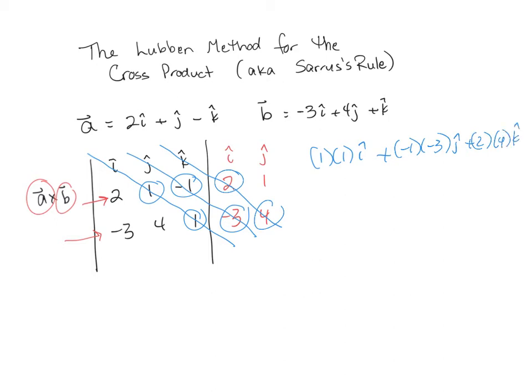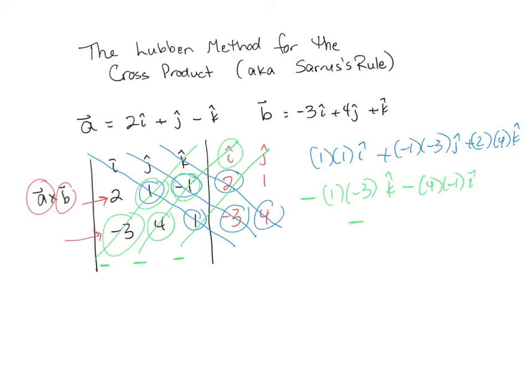Then let's go bottom to top, left to right. Okay, so these are going to be minuses. So I'm going to have a minus 1 times negative 3 in the k direction. Negative 3, 1. I have a 4 times negative 1, so that's a minus 4 times negative 1 in the i direction. And then a minus 2 times 1 in the j direction. So the trick is top to bottom, left to right are positives, and then left to right, bottom to top are negatives. Now we need to just add up all of our components here.